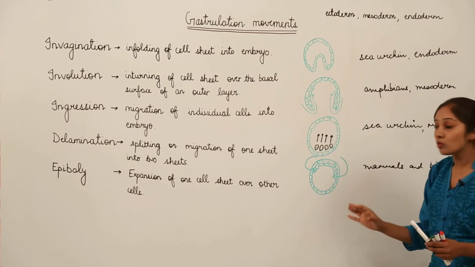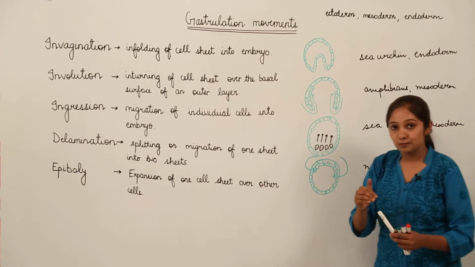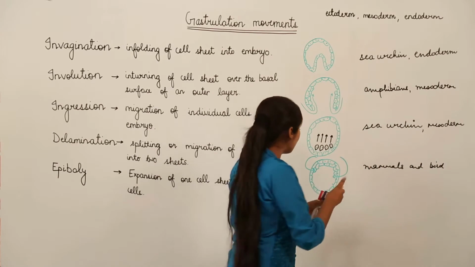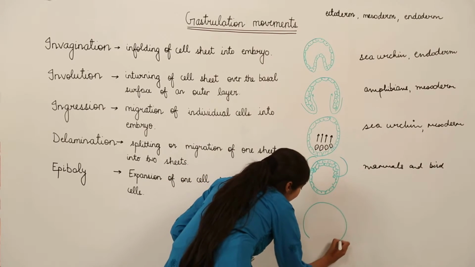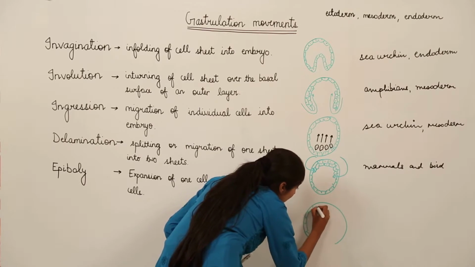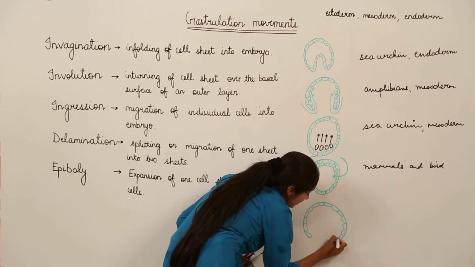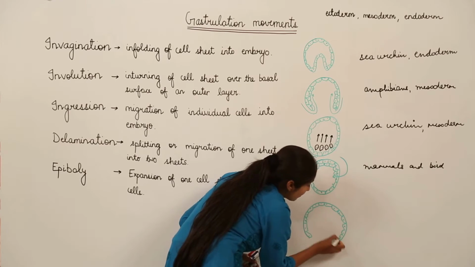Now, we have to show expansion of one cell sheet over other cells. So, expansion of one cell sheet over other cells. How will we show it? We will show it in a way. Here is the layer of cells. We are going to draw this layer of cells in this way. Okay, a nucleus, again, it's very important.